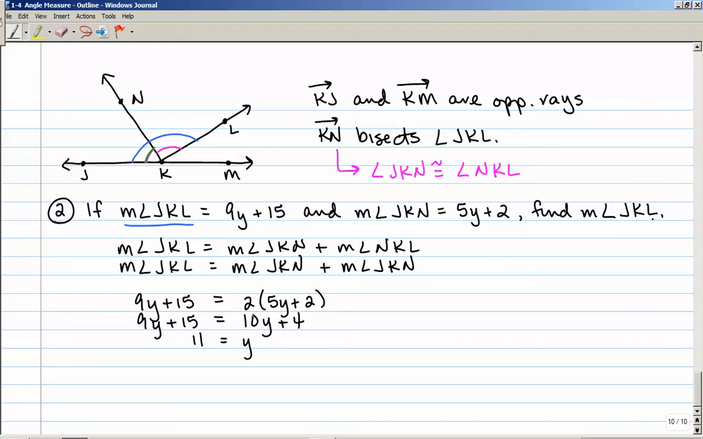It says find the measure of angle JKL, and JKL is 9 times y plus 15, or 99 plus 15, or 114.